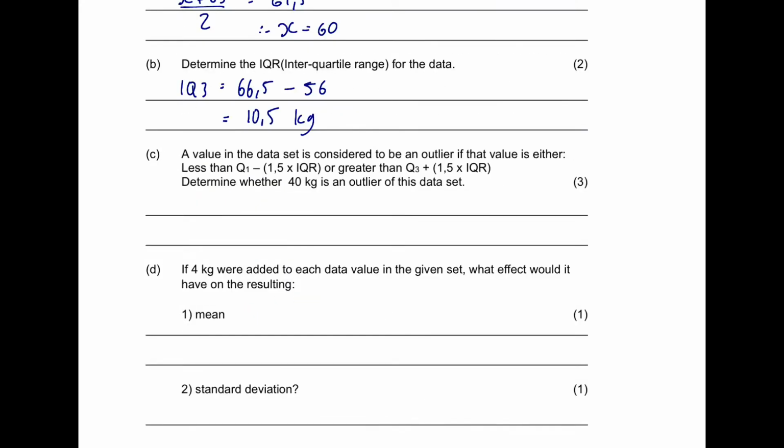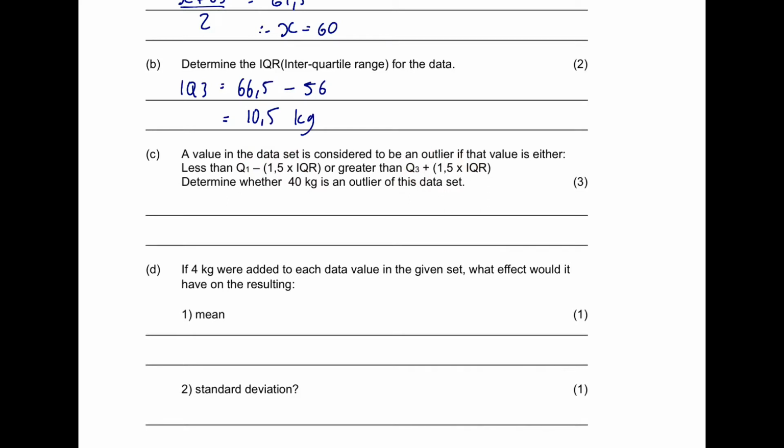Question C, a value in the data set is considered to be an outlier if that value is either less than quartile 1 minus 1.5 times the interquartile range, or greater than quartile 3 plus 1.5 times the interquartile range. So determine whether 40 kilograms is an outlier of this data set. Now, obviously, because of the size of this mass, 40 kilograms, it'll be closer to the smaller side of the set. So we only have to use this part of the equation. We don't have to use that part of the equation.